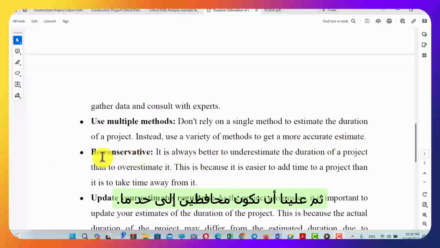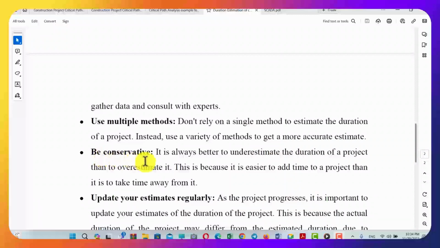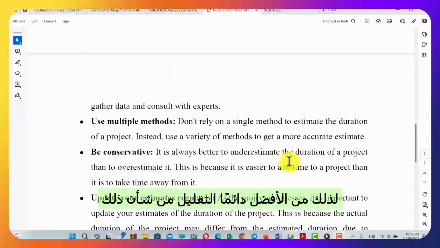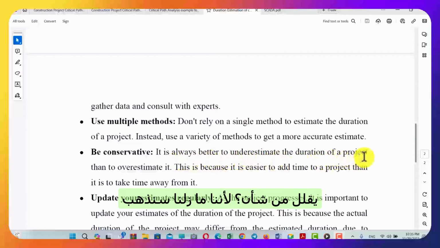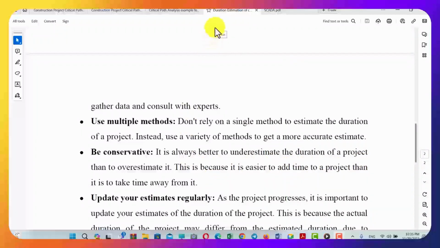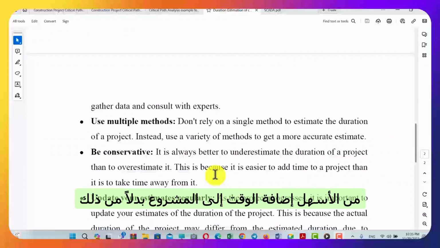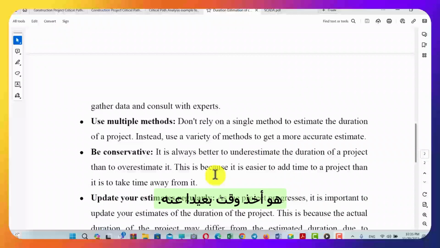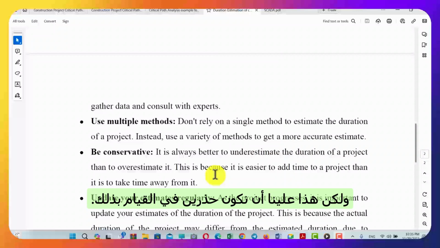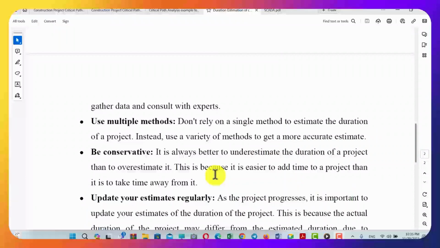Then we have to be somehow conservative. So it's always better to underestimate the duration of a project. Why underestimate? Because still we'll go into the risk identification and risk analysis. Then this will end up getting a baseline for the project schedule. And this is because it's easier to add time to a project than it is to take time away from it. But this, we have to be cautious doing so. Okay? It needs some sort of experience.